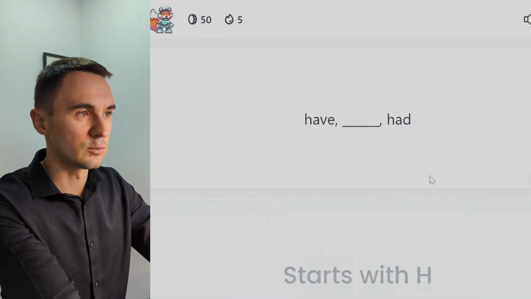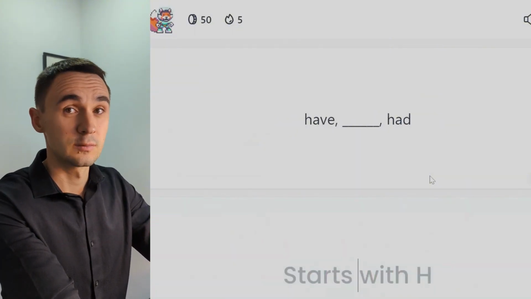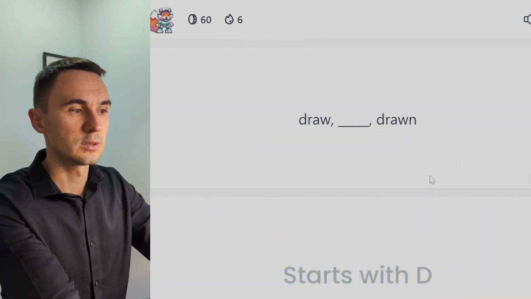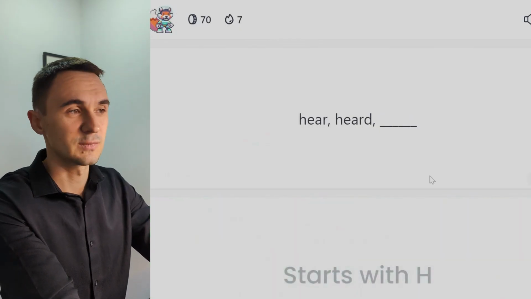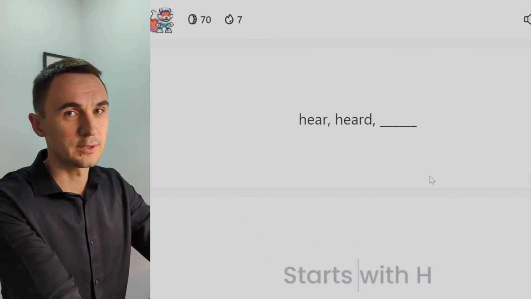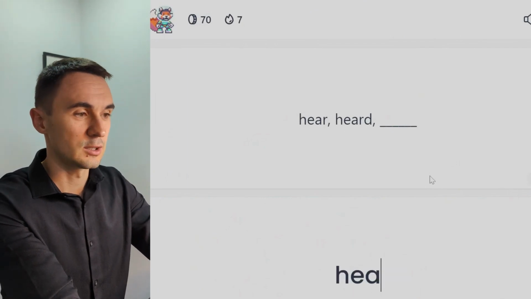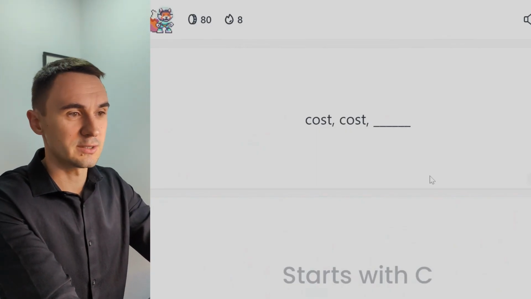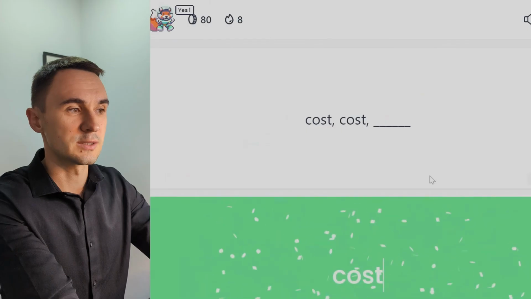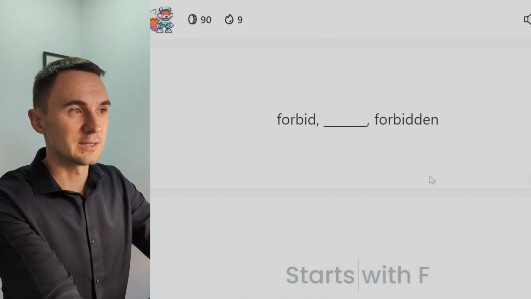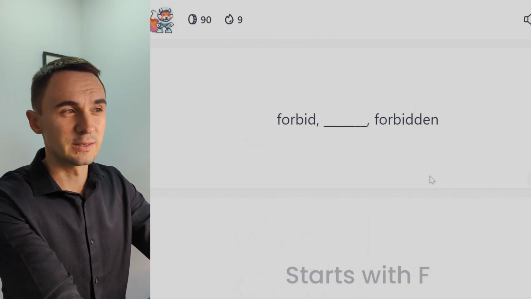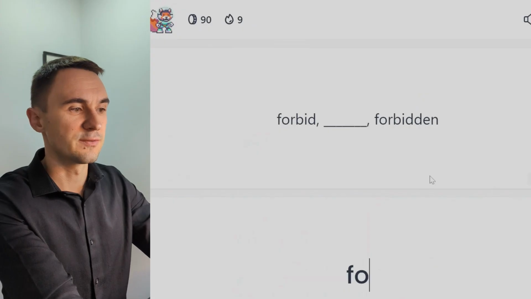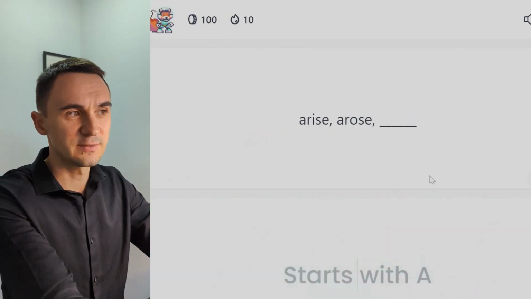Let's do a couple more. Have. What's the answer? Had. Have, had. Draw. Drew, drawn. Yeah, correct. Hear, heard, and what's the third form? Correct, heard. Okay, I hope you are following along. So how about this one? Cost, cost, and then cost, of course. Forbid. The third is forbidden. How about the second form? What's the second form of the verb forbid? It's forbade. Forbid, forbade, forbidden.